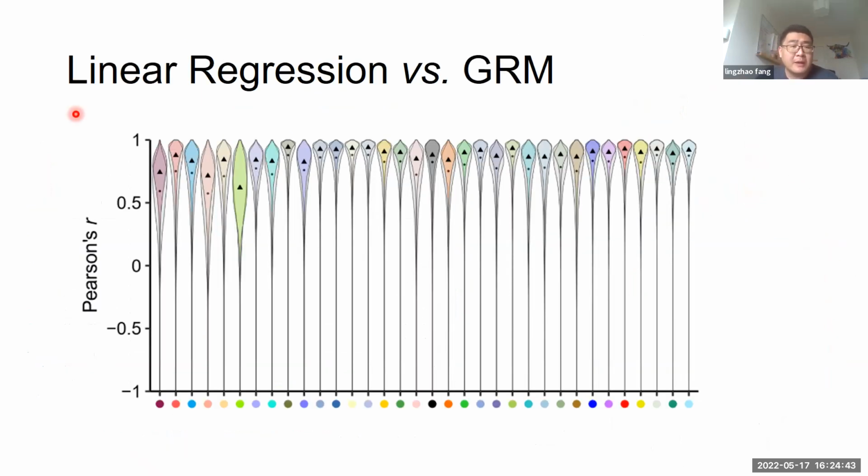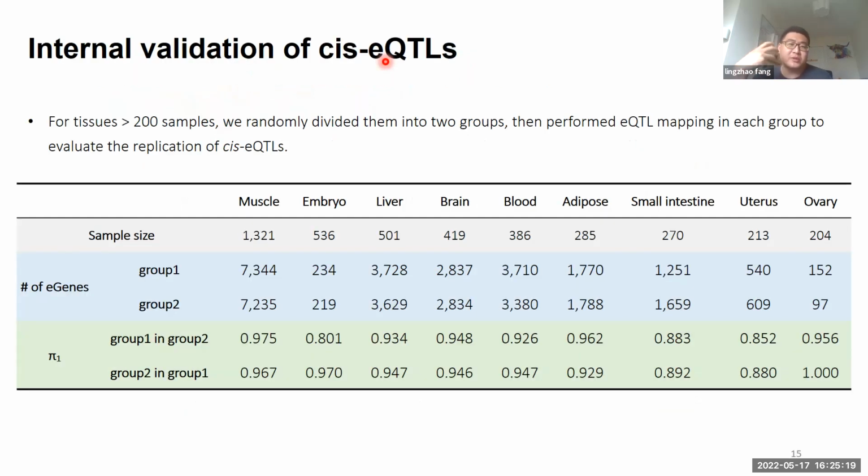And then we also compared the commonly used linear regression with the GRM, the method commonly used in livestock species. We looked at the correlation between the effect size and the p-values, the significance level, and in general they are very significantly, highly correlated. In the linear regression, we control the population structure based on different genotype PCs. And then after that, we start to use different strategies to validate these eQTLs.